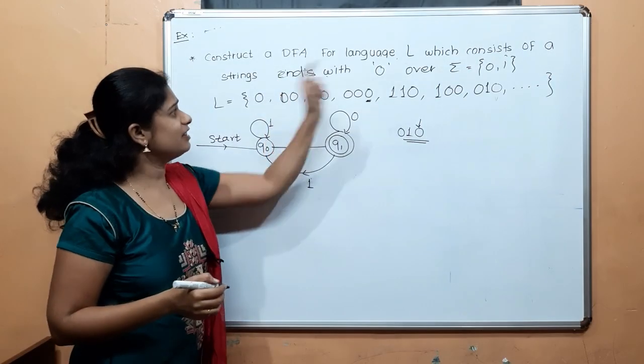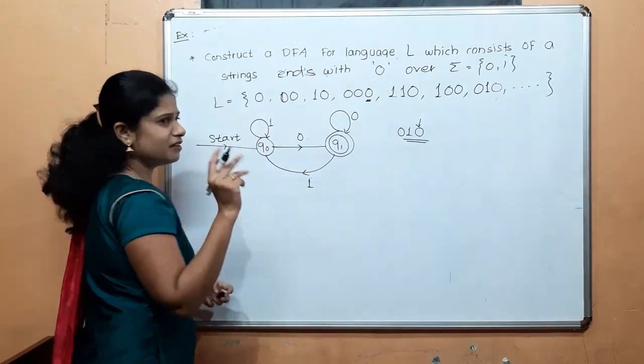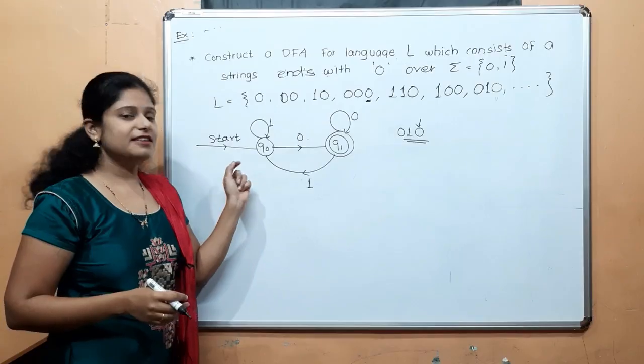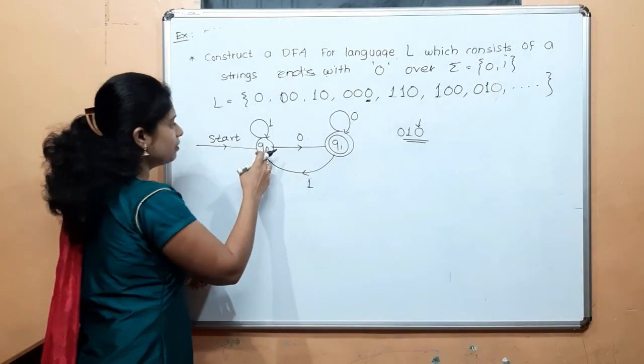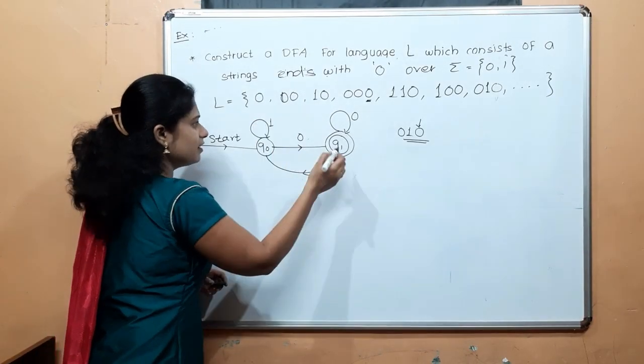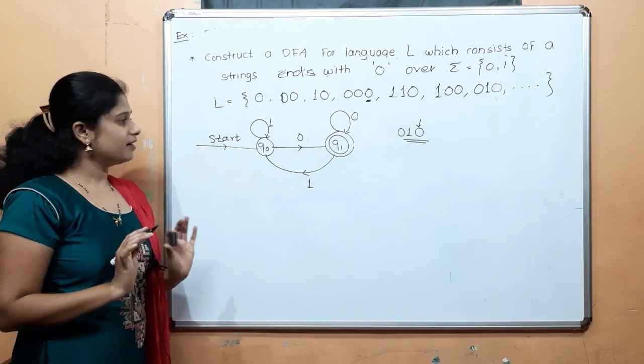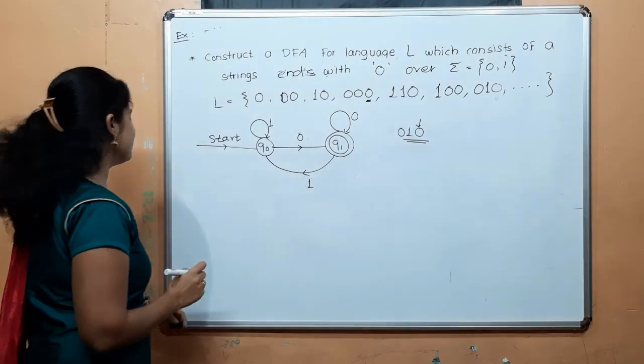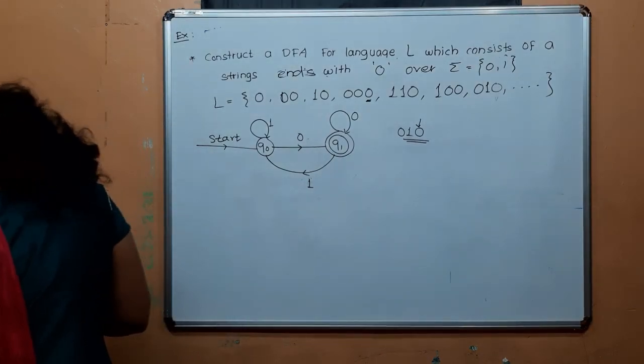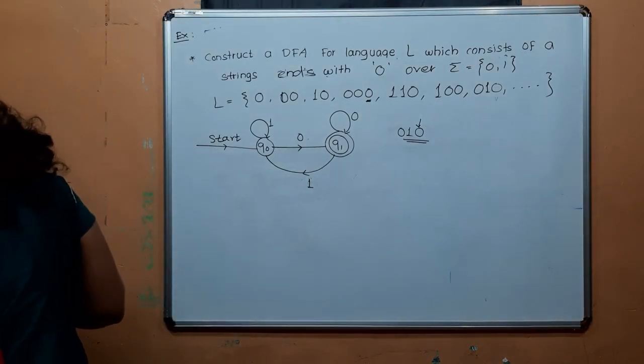DFA of a string that ends with 0. Now see here, we have to check whether it is fulfilled or not. Q0, 0, 1, Q1, 0 and 1. Okay, understand? Next example is that. Next example.